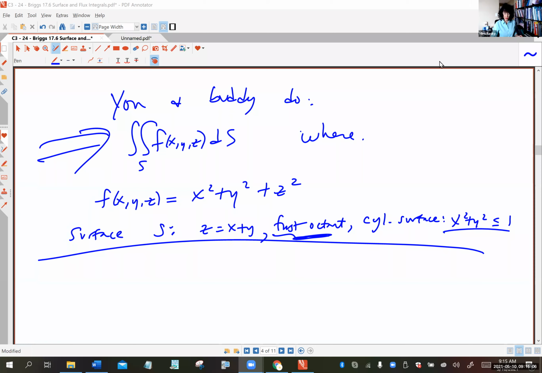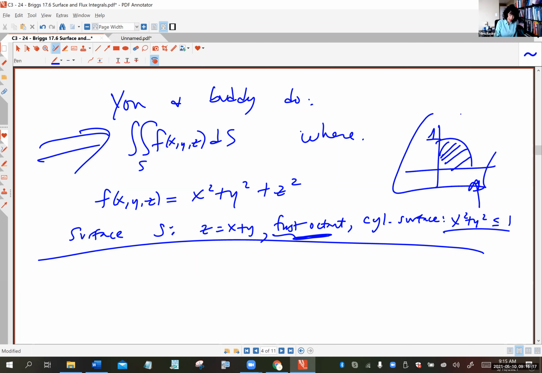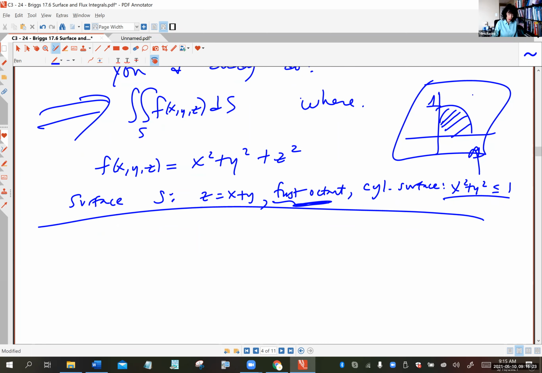Okay, did you guys make some progress here with this surface integral? Yeah. A little bit. So hopefully you got that the region of integration is just a quarter of a circle there in the first quadrant. That's your R.